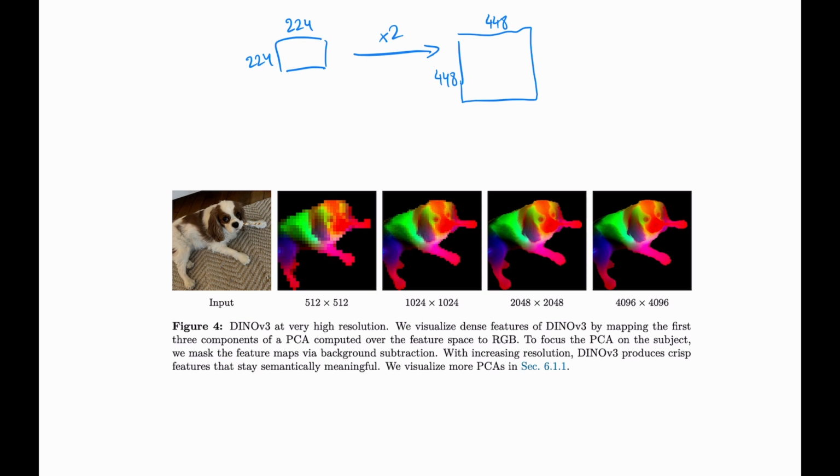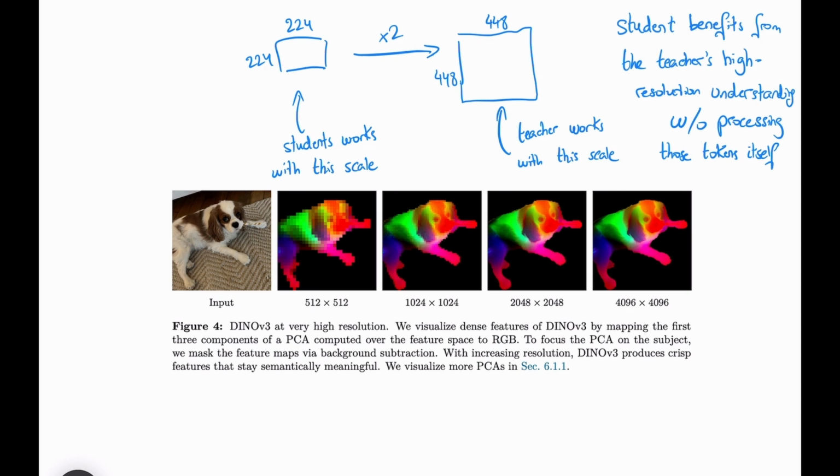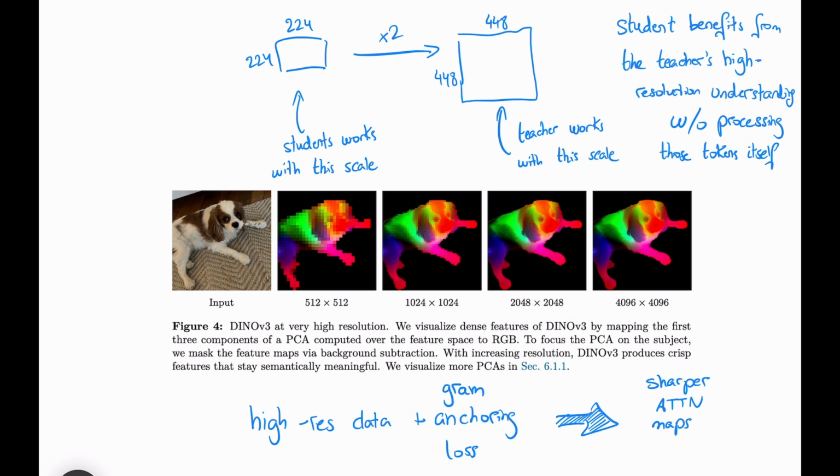So what DINOv3 does is that the teacher extracts high-resolution features. Those features are downsampled to match the student's patch resolution, and the gram loss is computed at the student's scale. So that way the student benefits from the teacher's high-resolution understanding, which has sharper local constraints and richer context, without actually having to process all those extra tokens itself. High-resolution features plus the gram anchoring loss are going to yield sharper attention maps and more coherent feature maps, which is really useful for video segmentation and 3D understanding.